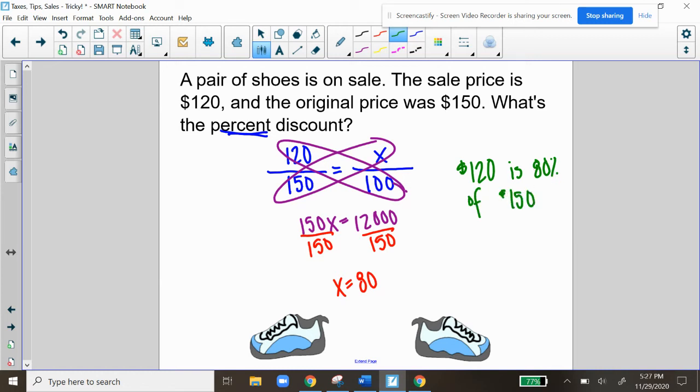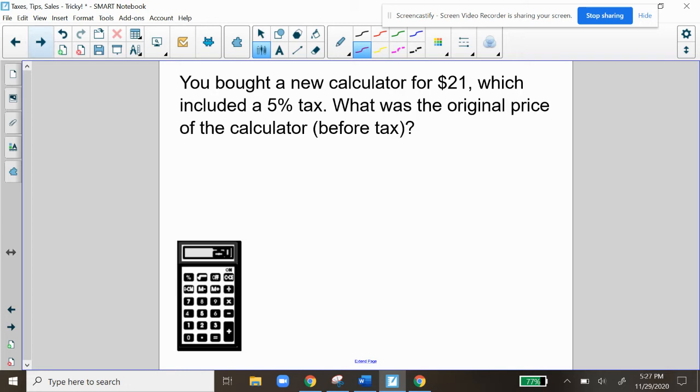So if that means that it's 80% of it, I always start my percentages at 100. So if I'm taking away 80%, that means that there was a 20% discount. So the answer here is 20%. Because what remains, which is what I paid, the $120, is the equivalent of 80%. If what remains is 80%, then what was taken off, the discount, was 20%.